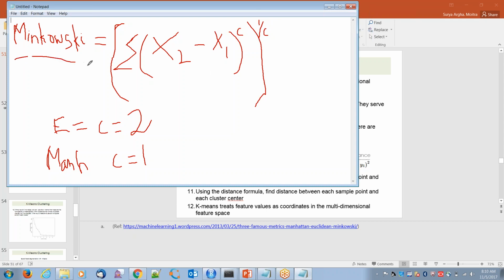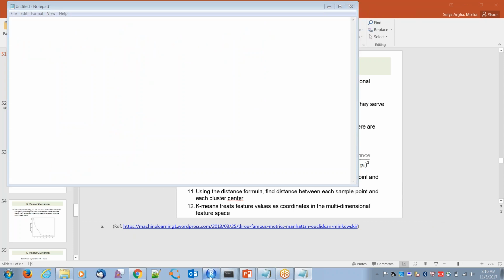This Minkowski. Euclidean and Manhattan are the variations of the Minkowski when C is 2 and C is 1 respectively. So in the Minkowski distance, if we put C equals to 2, then it becomes Euclidean distance. If we put C equals to 1, then it will become Manhattan distance. Okay, so that's it. So now let's do some hands-on.